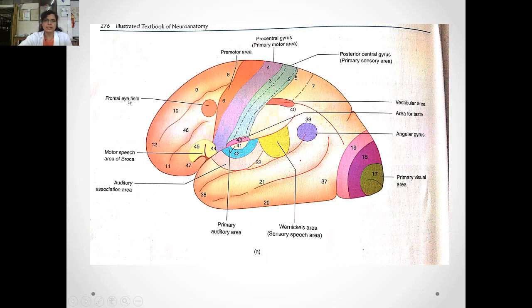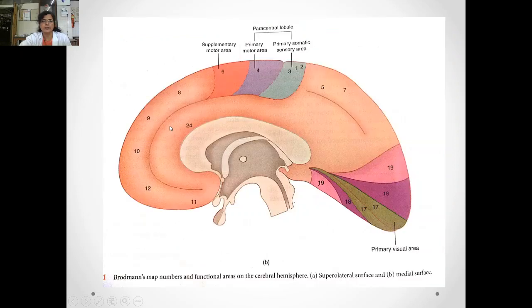On the superolateral surface, the prefrontal area is areas 9, 10, 11 and 12, which occupy the anterior part of the frontal lobe. On the medial surface, it occupies most of the medial frontal gyrus, that is areas 9, 10, 11 and 12, and the anterior part of the cingulate gyrus is also included in this area. On the inferior surface, it occupies the orbital gyri.